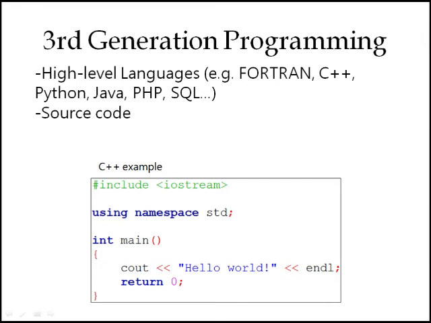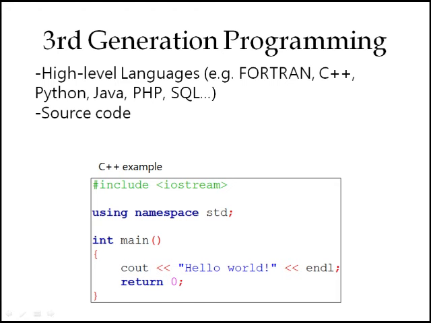Third generation programming. Nowadays, we are mostly concerned with high-level languages. Fortran is the first of these, developed at IBM during the 1950s. Developed later are C++, Python, Java, PHP, SQL, etc. Code developed in high-level languages is called source code. It can be saved in a text-based format and translated when it needs to be.